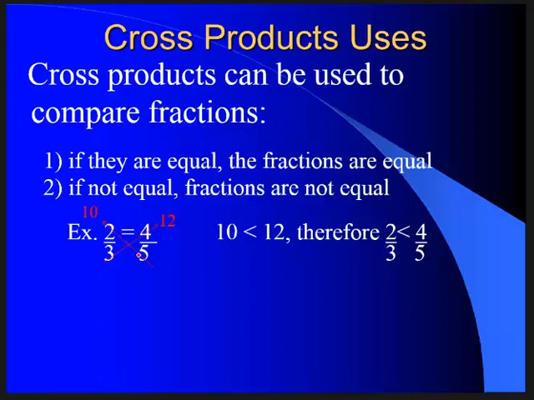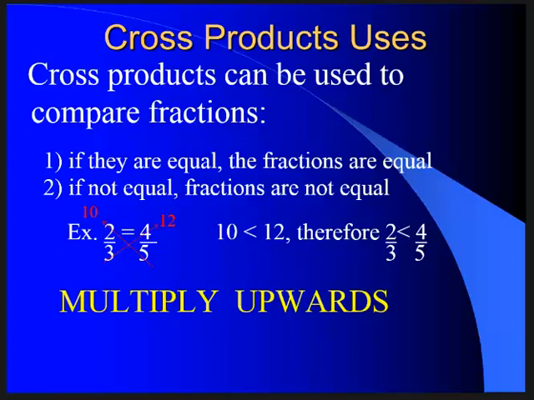Well, if you multiply from the bottom up, then they are in order. The 10 goes with the 2/3, the 12 goes with the 4/5, so 2/3 is less than 4/5. Okay, 10 is less than 12, therefore 2/3 is less than 4/5. But this only works if you multiply from the bottom up. So make sure you remember to always multiply upward.